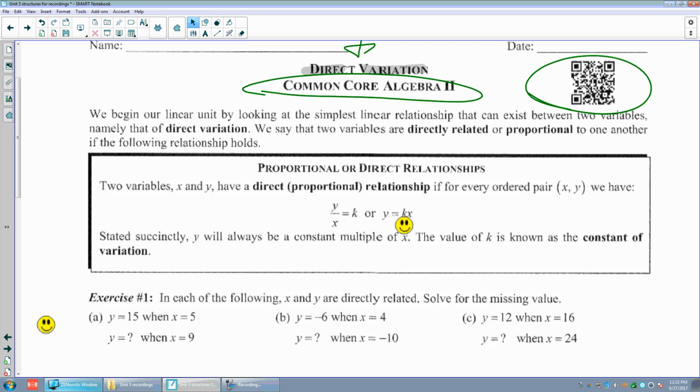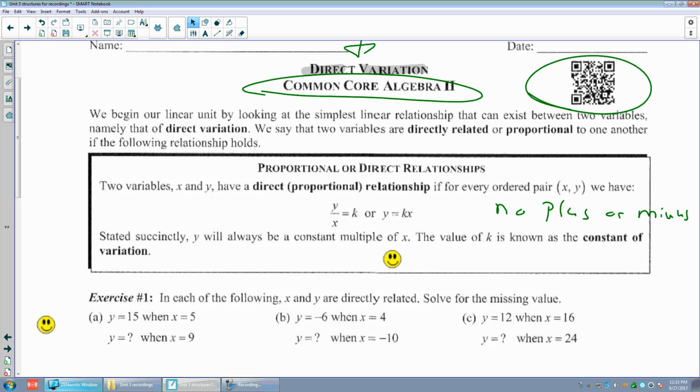This is what we know: y equals kx. Wait a minute, I thought it was y equals mx plus b. Y equals kx for a direct relationship or a proportional relationship. K is the proportion, the constant. Here, y equals kx. No plus. If there is a plus, then it's not a direct relationship. Did you hear that? I said no plus or minus.